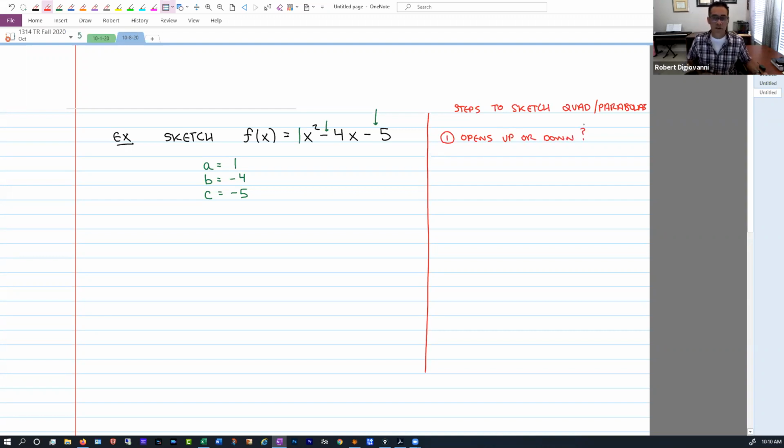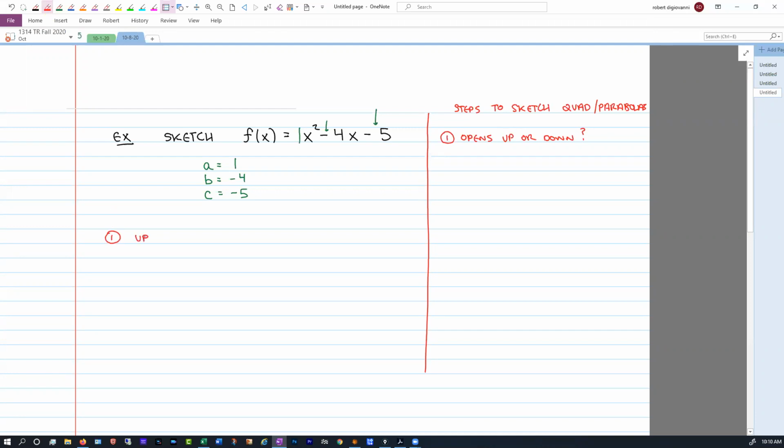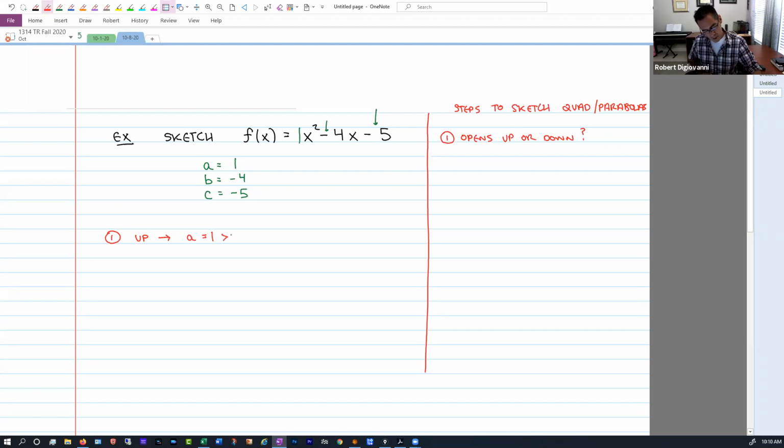So let's go ahead and answer that question for this problem. Does this open up or down? Up. This opens up. Why? Because a is 1, and 1 is a positive number. It's greater than 0. If you have a positive number in front of x squared, then you know that the parabola opens up. Okay, that's the first step. The second step is to find the vertex.